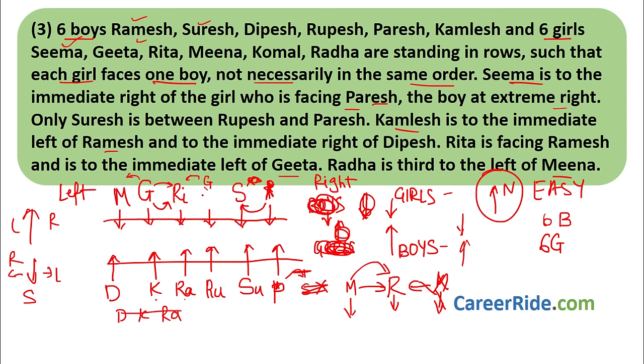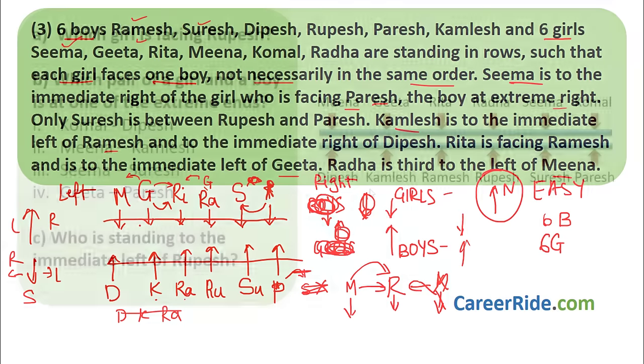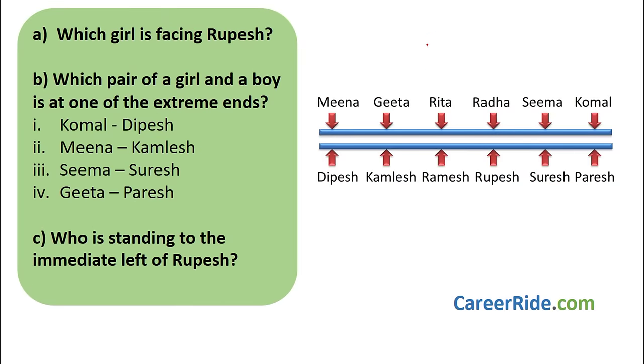So Meena comes over here, Radha comes over here, and we got the seating arrangement. Okay, very easy. This is the seating arrangement. Let us solve the questions based on this. Again, we have our seating arrangement in a nicely drawn diagram, better than my drawing. So let's use this nice diagram to solve the questions.